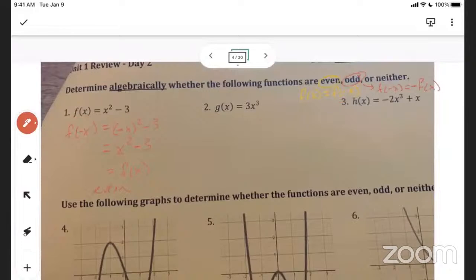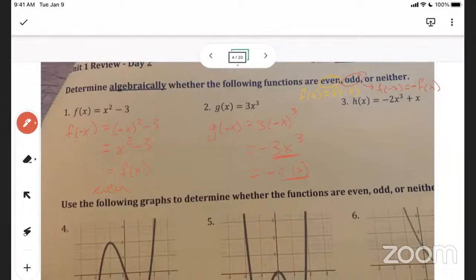If I plug in g, if I find g of negative x, what's 3 times negative x cubed? What does negative x cubed turn into? Isn't it negative? Wait, wouldn't it be negative 3 of x cubed then? That's right. Which is the same as what? Negative 3x cubed. Do you see how that's the same as negative g of x? Because here's your g of x. So g of negative x was the same as negative g of x.